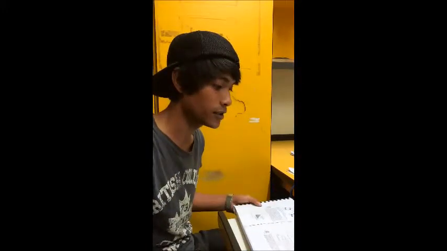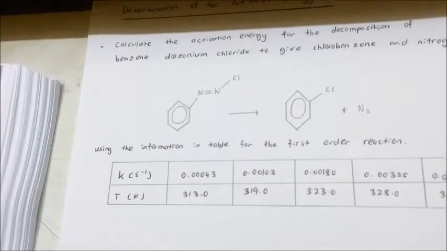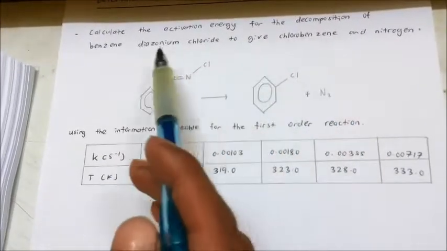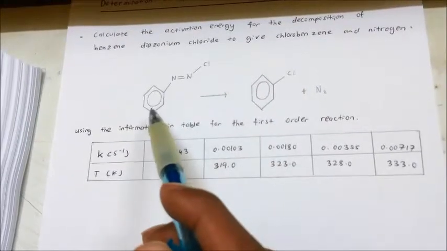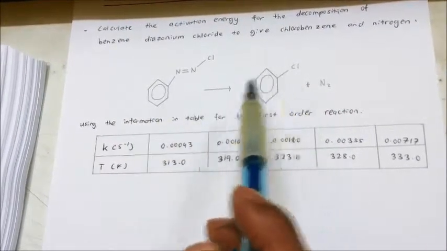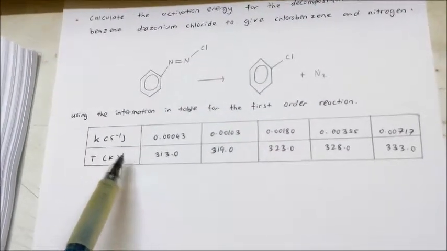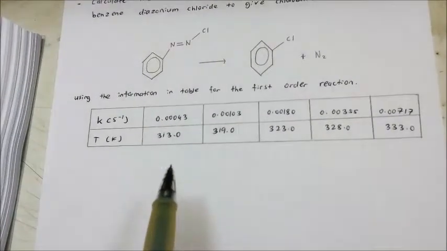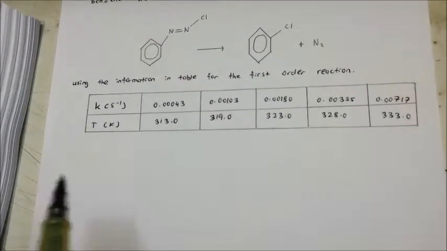Firstly, this is the question. It's a question about determination of the activation energy. It is to calculate the activation energy for the decomposition of benzene diazonium chloride to give chlorobenzene and nitrogen. Basically this is the diagram, and the question gives a table of k and temperature. When you get this question, you have to know how to tackle the question.